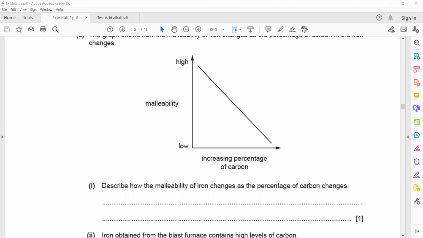So that is just the explanation of the graph, they do not ask for the reason. The question is: describe how the malleability of iron changes as the percentage of the carbon changes. So as you can read from this graph, increasing the percentage of the carbon reduces the malleability. So if we increase the percentage of carbon, it will reduce the malleability.